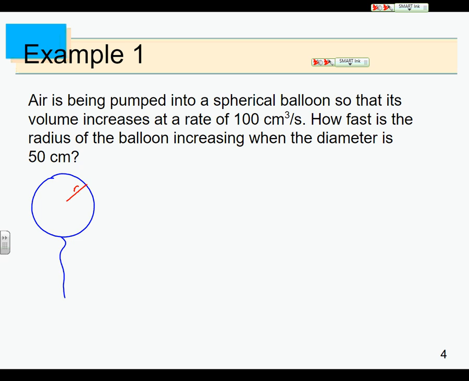A lot of people say, well, the answer is 25. I want to know how fast the radius is changing. I don't want to know how long the radius is. I want to know how fast the radius is changing. So I'm going to need to use my volume of a sphere. That's 4/3 pi r cubed. Got that from my geometry teacher when we did 3D objects. We'll actually derive where that comes from in a later video.